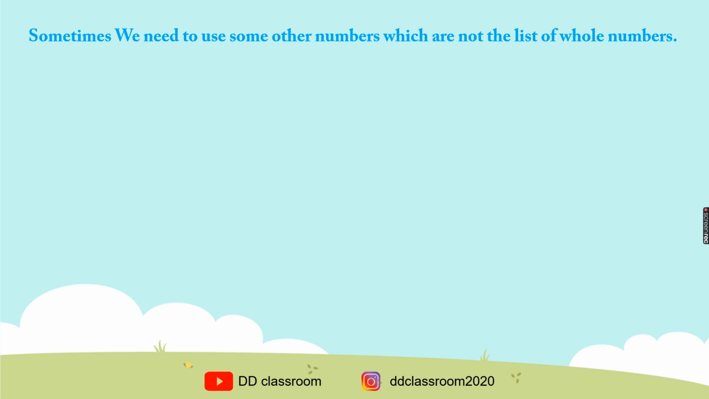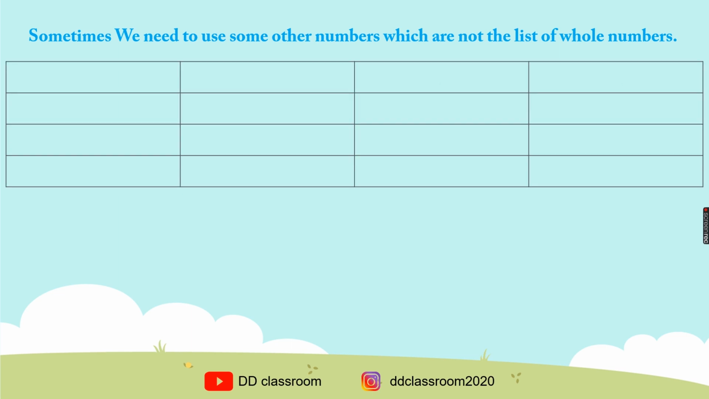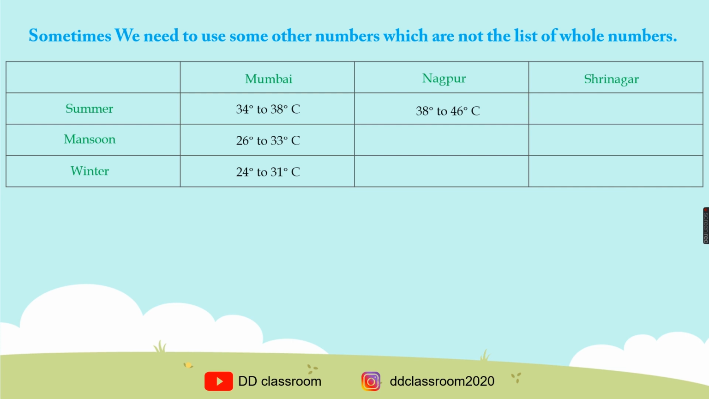Look at this table. It displays temperature of different cities in all 3 seasons. The first one is Mumbai. In summer, it's 34 degree to 38 Celsius. In monsoon, 26 degree to 33 degree Celsius. In winter, it is 24 degree to 31 Celsius. In Nagpur, in summer season, it is 38 degree to 46 degree Celsius. In monsoon, 32 degree to 35 degree Celsius. In winter, it is 28 degree to 30 degree Celsius.